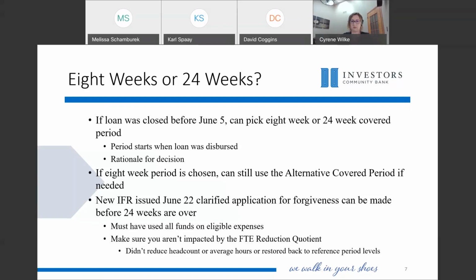So now you have that option when your money is used up and you meet all the qualification requirements, you can apply even if it's only 10 weeks into your covered period. You must have used all the funds on eligible expenses, and we'll talk more about what those are and do a little refresher on that. And you have to make sure you aren't impacted by that FTE reduction quotient. There are calculations you have to do that basically try to prove that you didn't reduce your workforce. And if you did, a certain amount of your forgiveness may be at risk. So that's something you have to make sure of. If you laid people off, you have to have brought them back to not be affected by this particular requirement. Next slide, please.